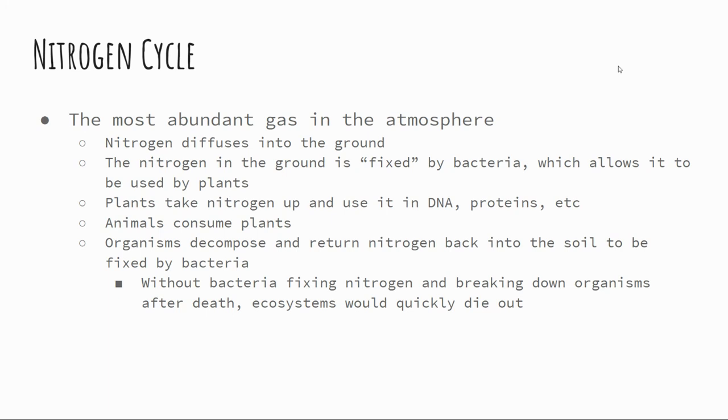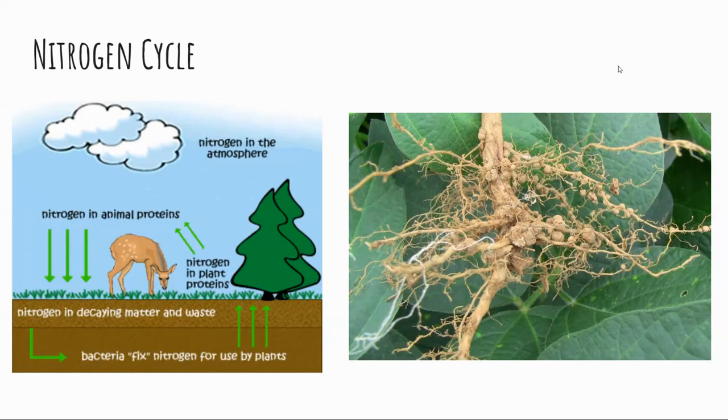So again, with nitrogen being the most abundant gas in the atmosphere, that doesn't mean that living organisms can take in that gas and use it automatically. It has to be fixed, and bacteria in the root system of plants, which we'll talk about when we get to community interactions, is extremely important in this process. And then here you can see the mutual relationship between the bacteria and the root system.